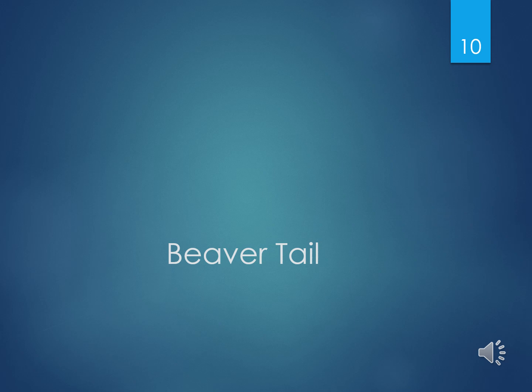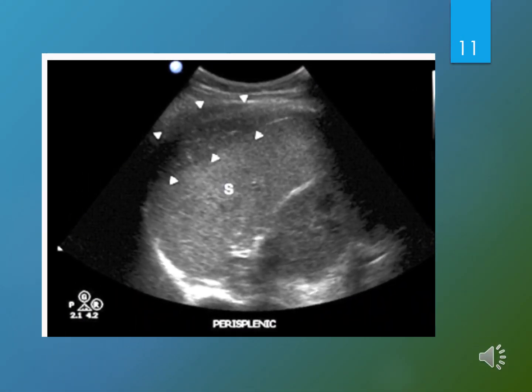And I promise you that the first time that you scan it, it's mind bending. It's kind of hard. This is what that beaver tail looks like. So the area in between the arrows is the liver, and then S marks the spleen, and then that's the left kidney over there.